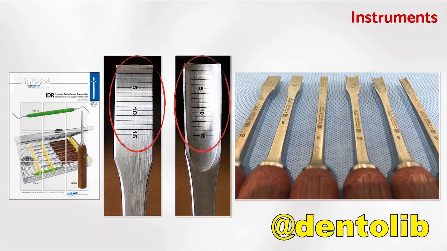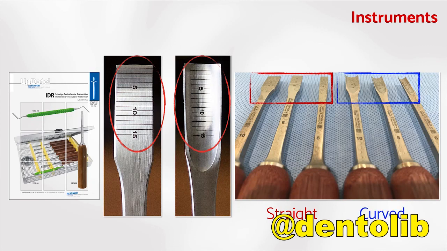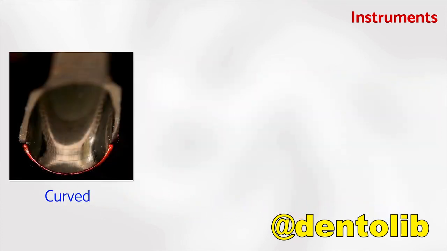Here you can see the 6 ones. On the left side we have the straight ones, 6, 8, and 10 millimeters, and on the right side we have the curved ones, 6, 8, and 10 millimeters wide. Let's focus a little bit more on the curved one, and pay attention to the active part of this tool, the tip of this tool.